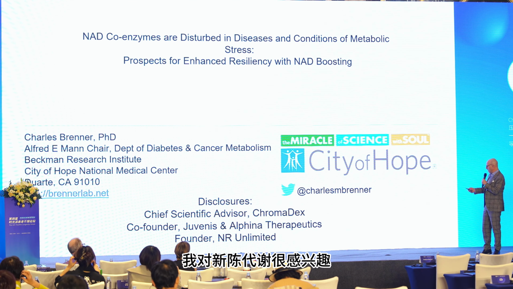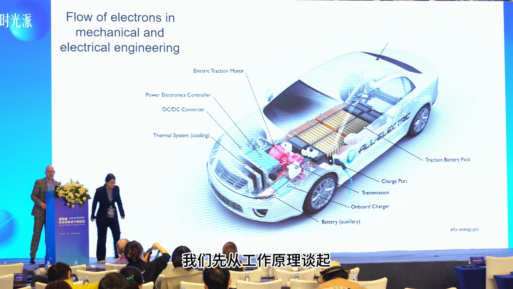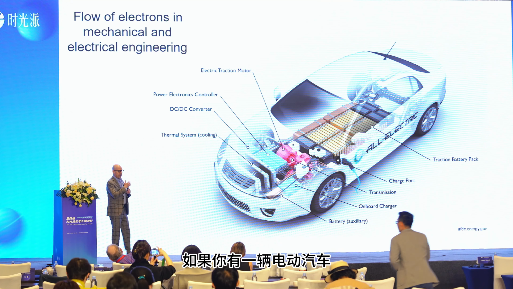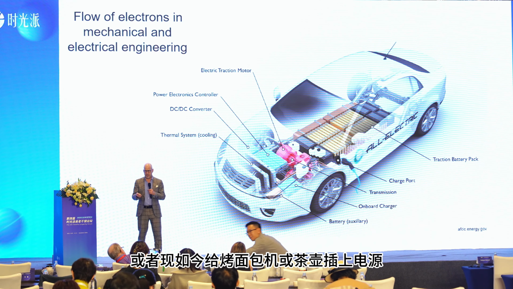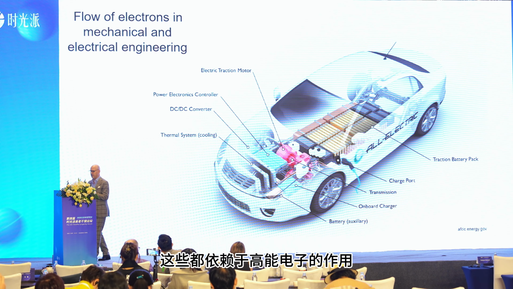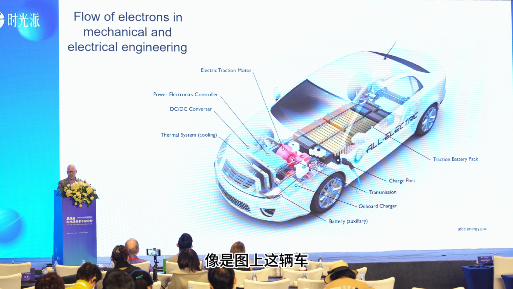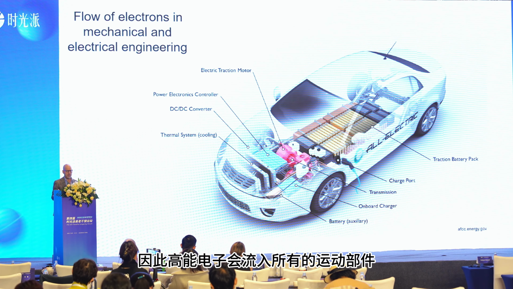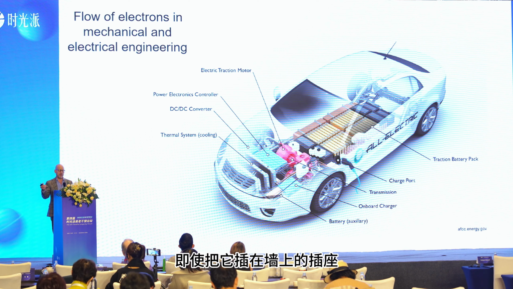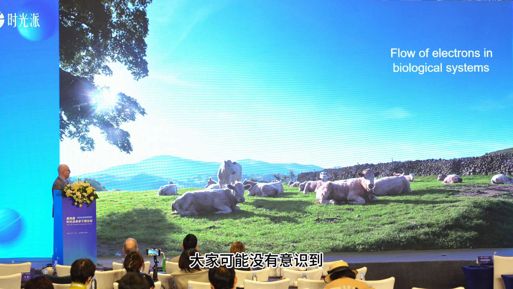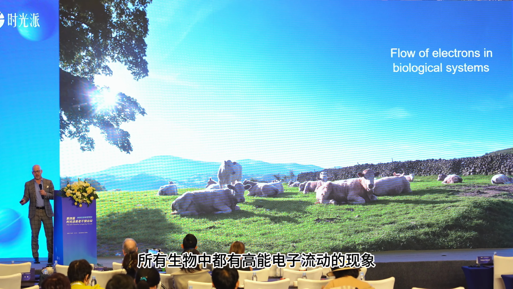So I'm interested in metabolism. So let's talk about how things work. You know, if you got here in an electric car, or you plugged in an electric toaster or teapot today, you depended upon high energy electrons, right? So in a vehicle like this, there's a huge battery, and there's high energy electrons that go to all the moving parts. The same thing in a toaster, even though it's plugged into a wall, there's high energy electrons going to the heating coil.